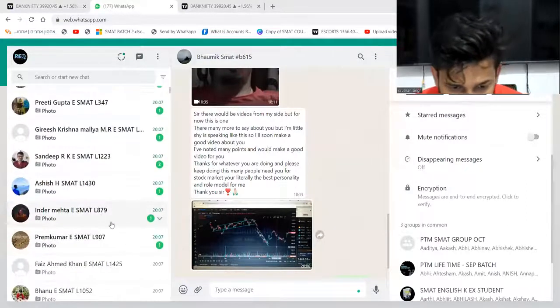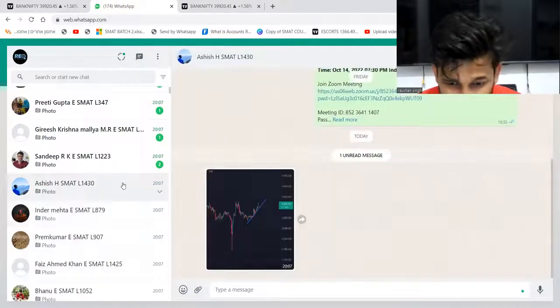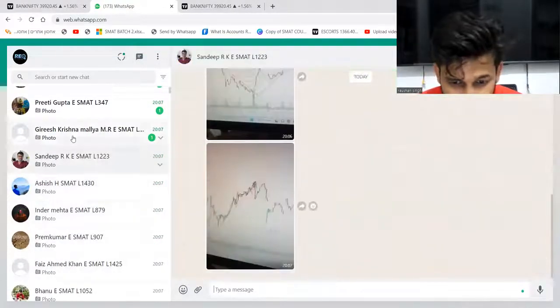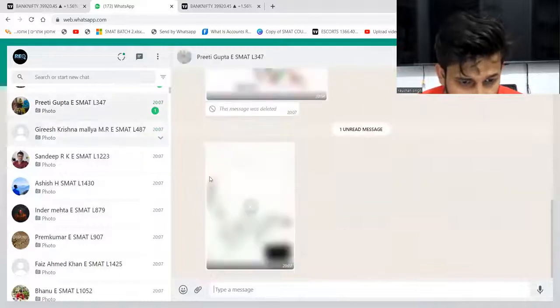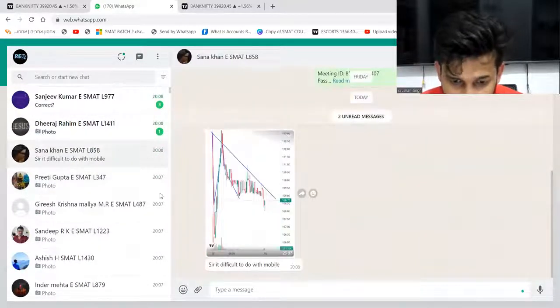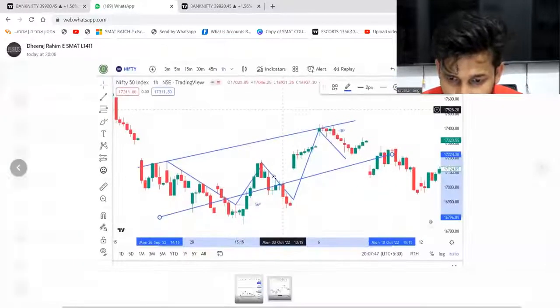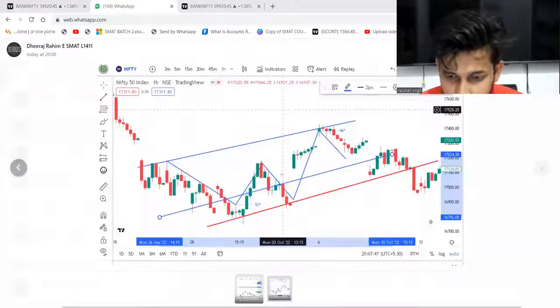Inder, correct. Prem Kumar, correct. Ashish, correct. Sandeep, correct. Preeti, use the trend line. It's difficult to do it in 4, practice will make you perfect. The upper one is correct. The lower one is wrong. The lower one will come like this.